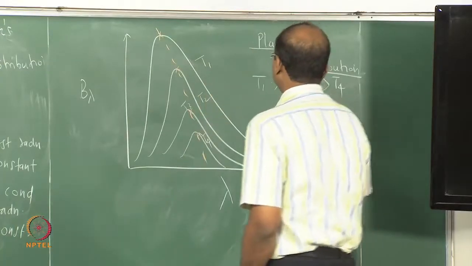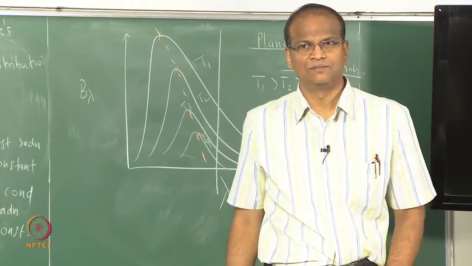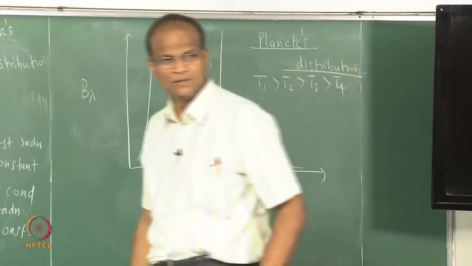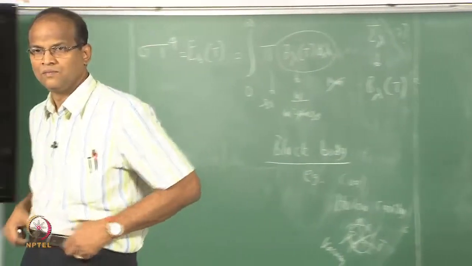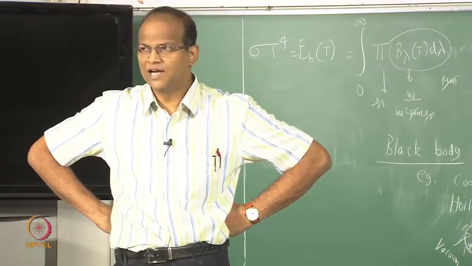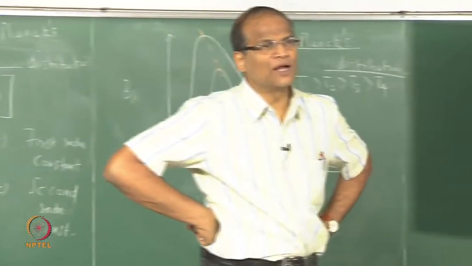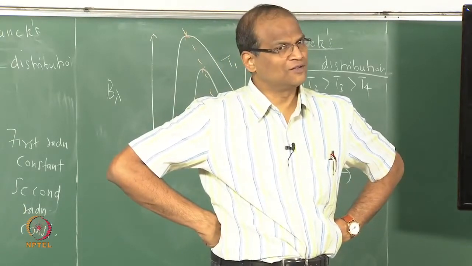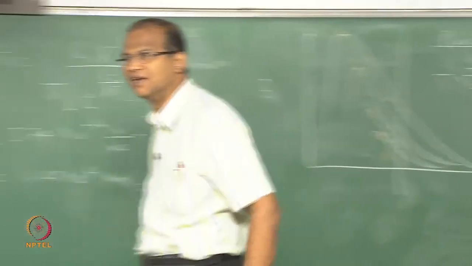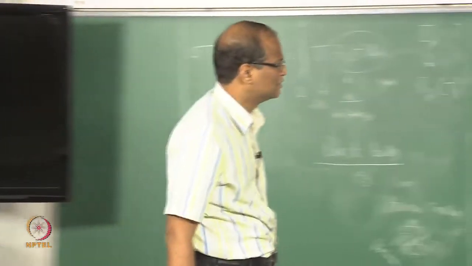Now, fourth point. At a given lambda, B lambda increases with temperature, correct? If it is not so, it will violate the second law of thermodynamics. What does it mean? As a consequence of 4, you can write within brackets: no two curves can intersect each other. I mean no two curves for two different temperatures can intersect each other. The higher temperature curve will be above the lower temperature curve, correct? No two curves will intersect each other.